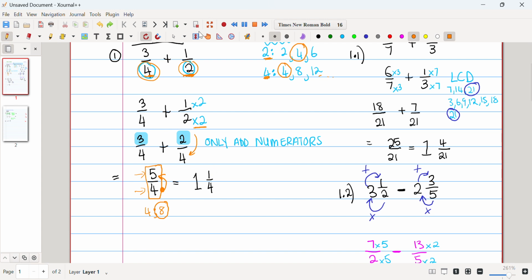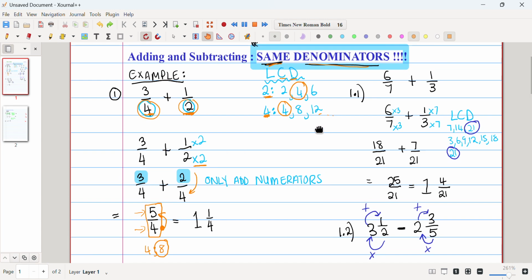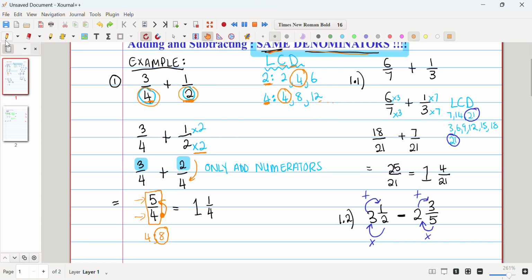Right, let's go and actually practice that. If you maybe were a little bit confused in a step, let's go practice it and see if we can understand it together. So over here, question 1.1, we have 6 over 7 plus a third. And what is the first step, guys? We need to get the same denominators. So as you can see here, I said lowest common denominator. I did the multiples of 7, the multiples of 3, and the lowest common one I got was 21.